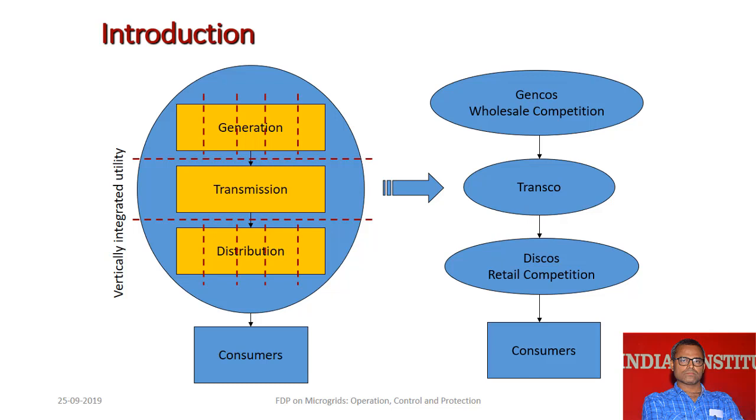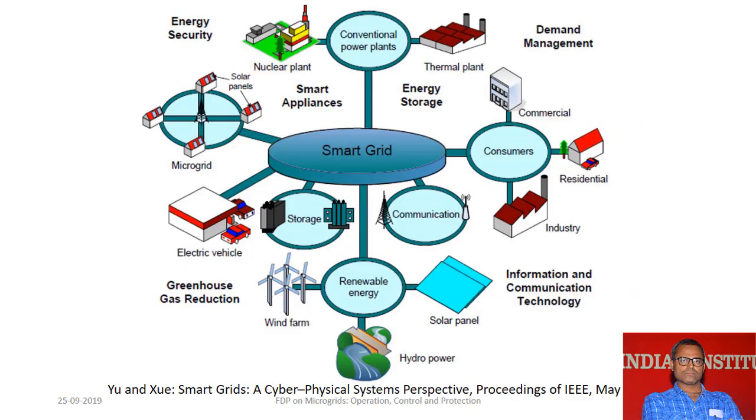Therefore, it is always preferable if your generator is near to the load center. People will buy from the generator, and it is easy, and also loss will be reduced and voltage regulation will be maintained, right? Because of this aspect, and also because renewables can be put in modular size, they can be put near to the load centers very easily, right? So that is one of the aspects.